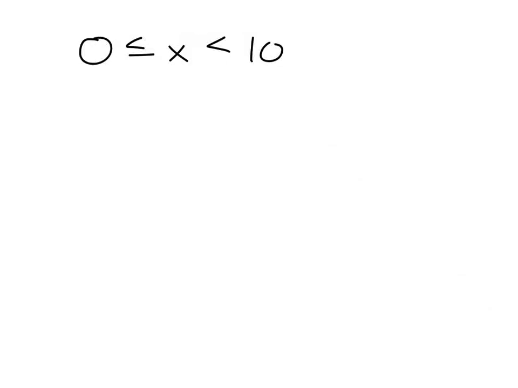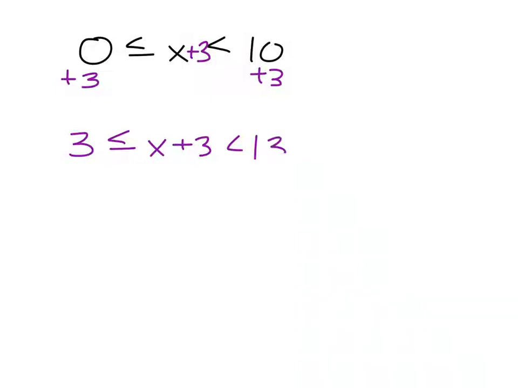Now, just like with the equalities, or principles of equality, this one is comparing three separate parts of an inequality, which means that the principles of equality are going to apply to all three of these. So, for example, if I were to add 3 to the x, I'd have to add 3 to the 0 and to the 10. That would give me a new inequality of 3 is less than or equal to x plus 3, which is less than 13.